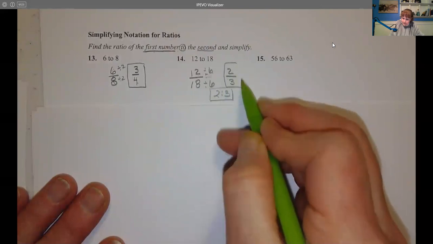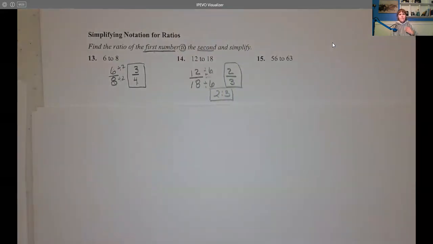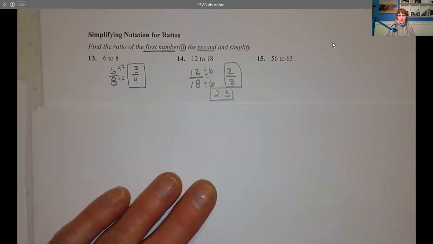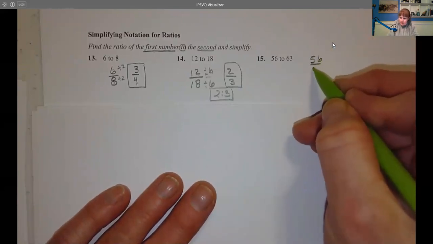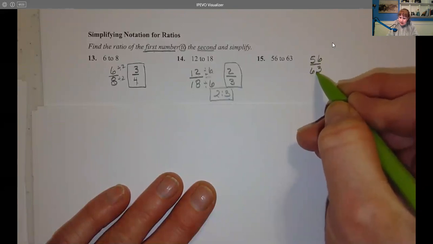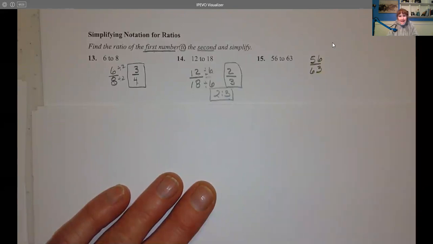Either one. They'll let you know if they want a fraction or if they want it written like this. They'll tell you. Let's do another one. These aren't so bad, especially if you know your multiplication tables pretty well. It looks like I'm going to divide by 7.